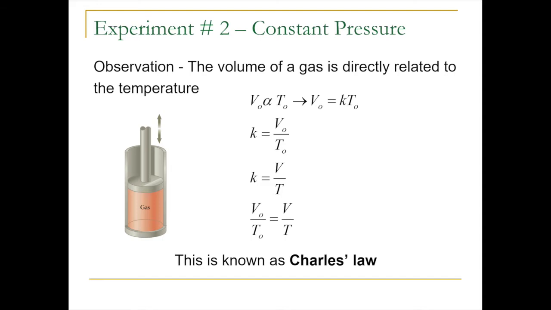proportionality k. We've solved for k in that V naught over T naught and V over T are two different states of this gas. Again, because they are equal to the same constant, they are equal to each other, which means this statement of V naught over T naught is equal to V over T is a new law based upon this constant pressure known as Charles' law.